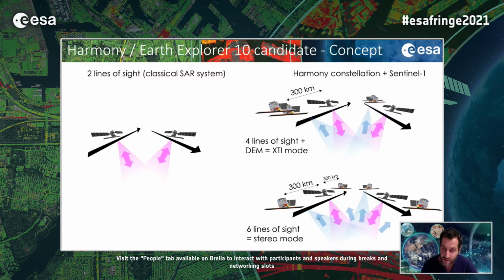I'm sure you've seen on Monday the presentation on Harmony from Paco Lopez. So on the right, this is the classical view where you get two lines of sight from ascending and descending with a classical SAR system. With Harmony, if you have two passive companions flying with Sentinel-1, you can actually get more lines of sight for each pass. And if you get the two companions close together, you can get a single pass interferometry where you actually get the DEM, so 4 lines of sight with the DEM. And with another way of looking at the ground, the stereo mode, you would get actually 6 lines of sight. So you have plenty of lines of sight to retrieve the 3D motion of the ice.